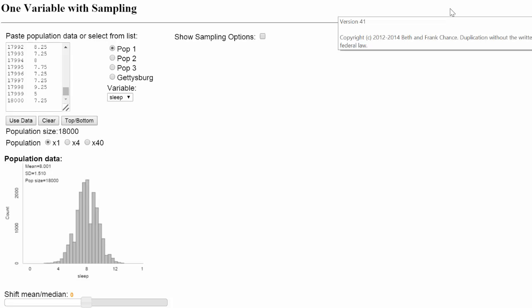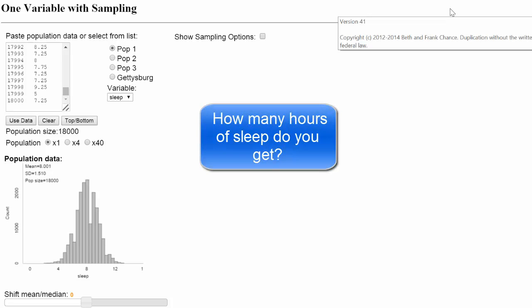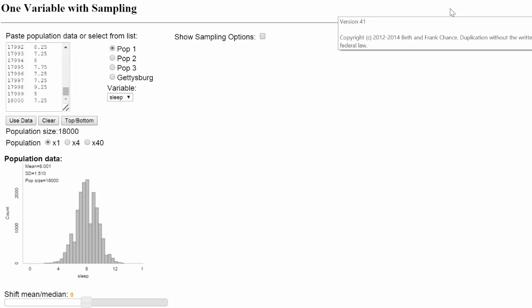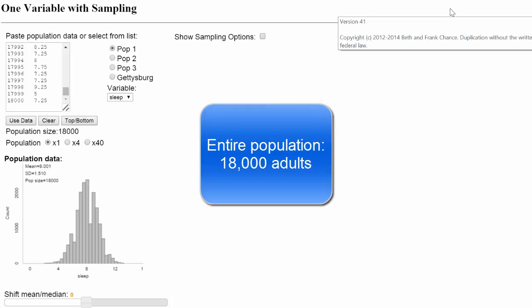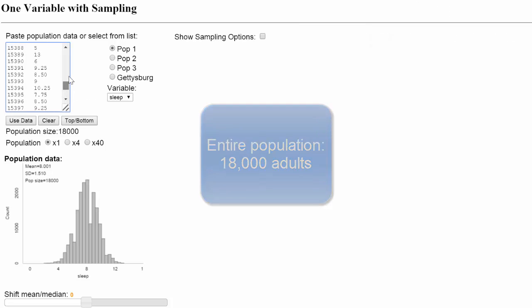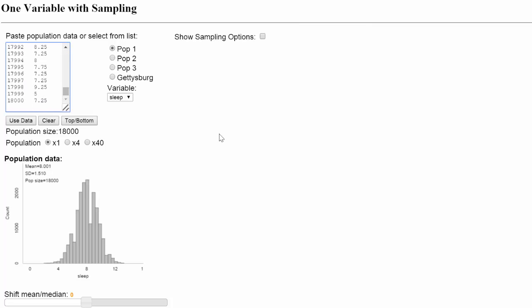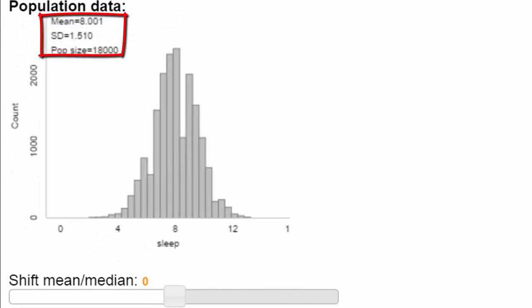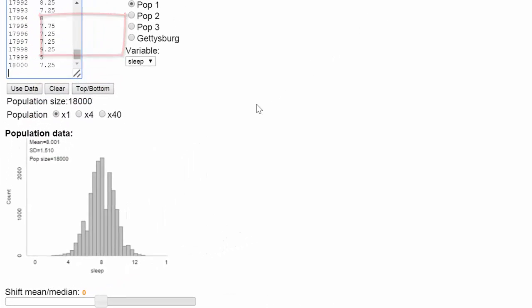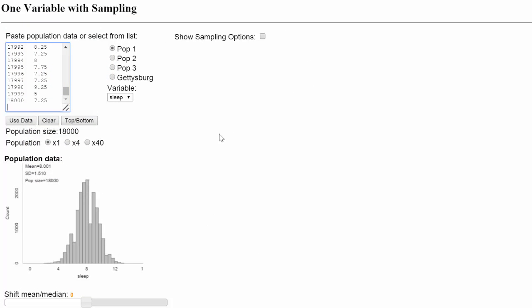Let's observe a similar pattern for the sample mean x bar when compared to the population mean mu. Suppose we surveyed adults aged 18 to 28 to determine how many hours of sleep they had on a given weekday. Suppose that the entire population consisted of 18,000 adults. And here's a list of all 18,000 entries that have a population mean sleep of 8.001 hours with a standard deviation of 1.51. Let's take a sample of size 25 from this population.